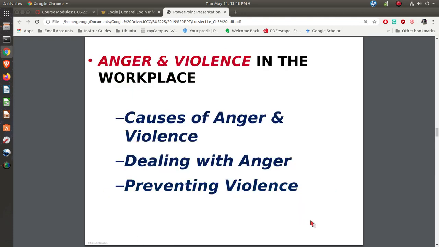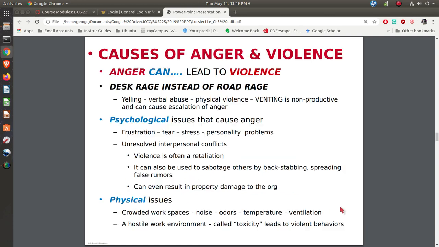You get to a point sometimes where there may be anger in the workplace and possibly even violence. And what we're going to do is talk about the causes, how to deal with it, and how to prevent it. The causes of anger could be psychological or physical issues. Psychological, in other words, somebody may be really frustrated at work about something, or maybe they're under a lot of stress.